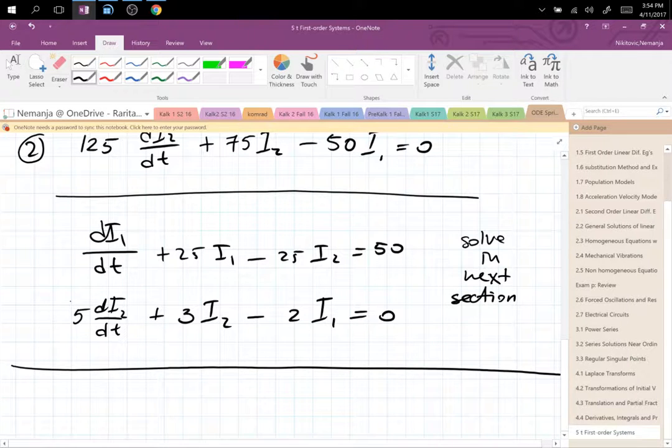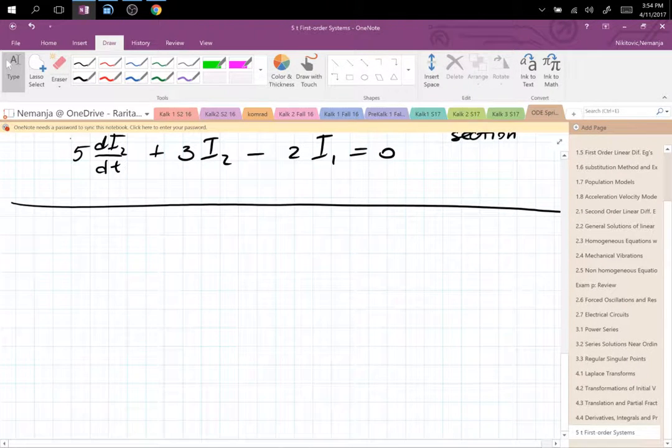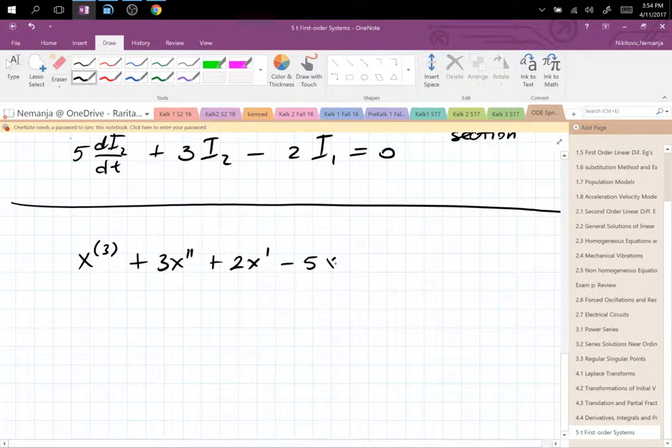Moving to the next example, because we want to know what happens once you come up with these equations. What happens if you have one crazy equation and you want to break it into a system to solve it? So here is an idea. Third derivative of x plus 3x double derivative plus 2x prime minus 5x equals sine 2t.